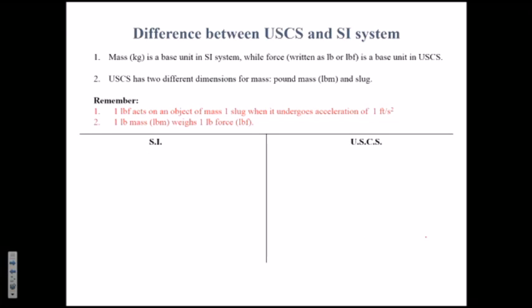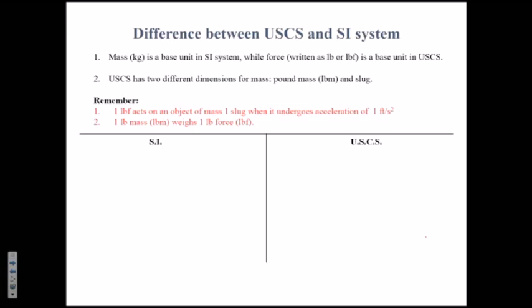So this is the most important slide for chapter 3, really. Pay attention over here, because this is where students make a lot of mistakes. There are a few facts that you need to understand. First, I'm repeating this, mass is a base unit in the SI system. So kilogram is a base unit in the SI system, while force is a base unit in the USCS. Okay? So these are your starting points.